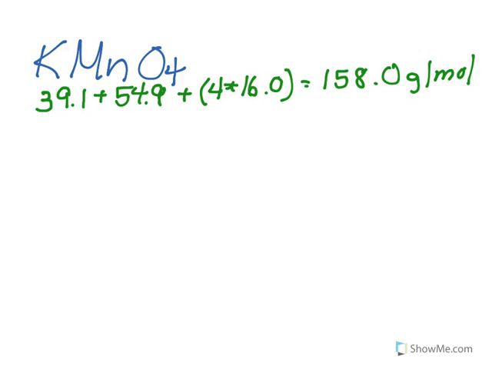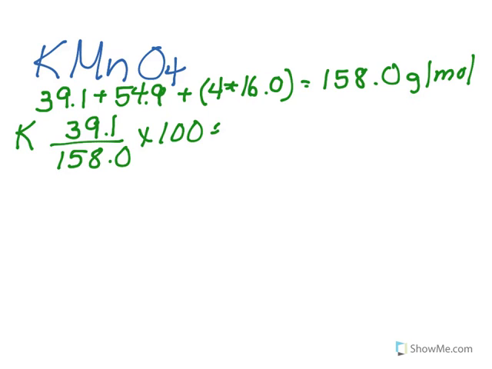Now we want to find the percentage of each element by mass. Just like when we figure your percentage for a test, we figure how many you got right out of the total and multiply by 100. Same idea here. Potassium. What is its part of the mass? 39.1 divided by the total, 158.0, multiplied by 100, and we get 24.7% potassium.